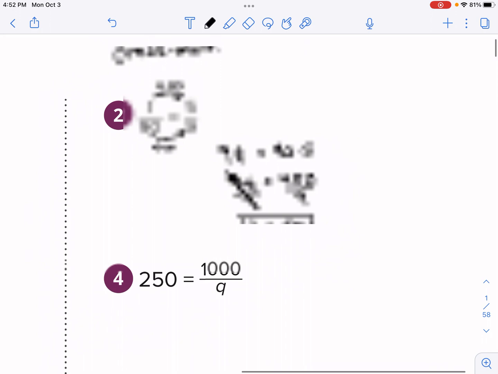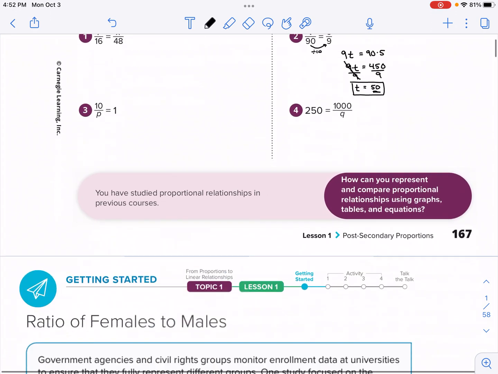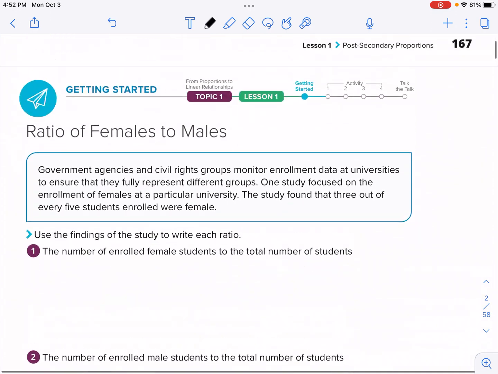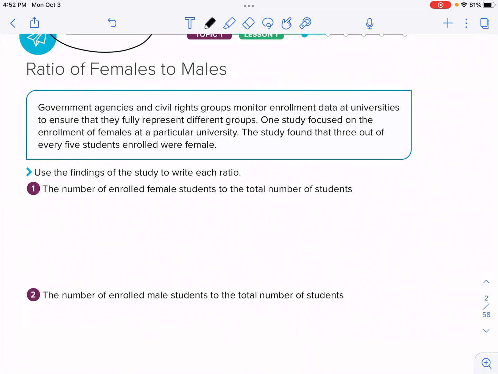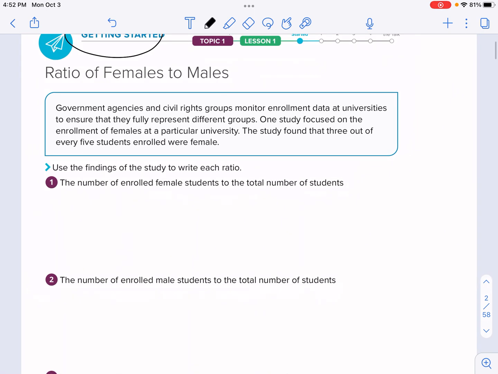All right, let's go ahead and get to the next page, page 168. This is getting started. And we're looking at ratios. So ratios, you typically learn in Math 6, review in Math 7, and then we continue in Math 8 to get to linear relationships. Okay, so it says a ratio of females to males.